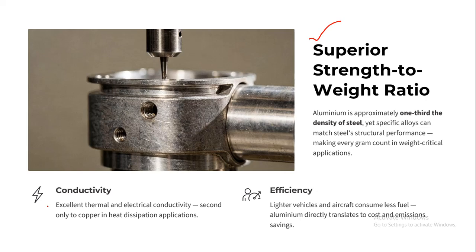Now, next one is efficiency. It is used in the manufacturing of automotive components due to its light weight, because in aerospace and automobile applications we require very lightweight components that will consume less fuel. So aluminium directly translates to cost and emissions savings.